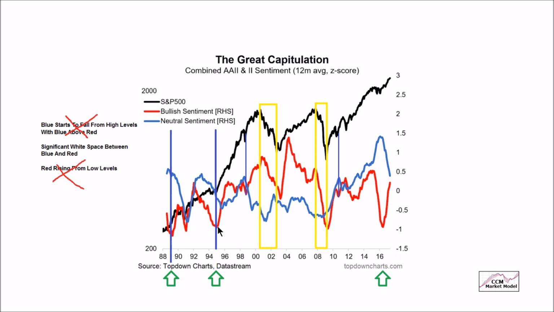Good things happened for a long period of time when red started to rise. All four periods that look similar to the present day, after a setup like this, good things happened for a long period of time.